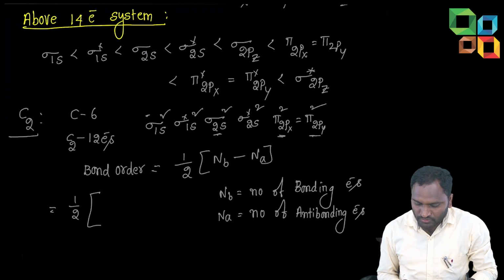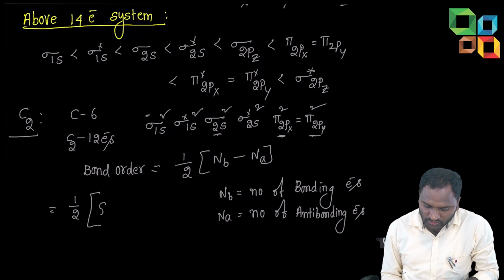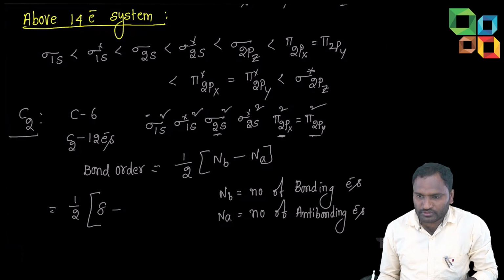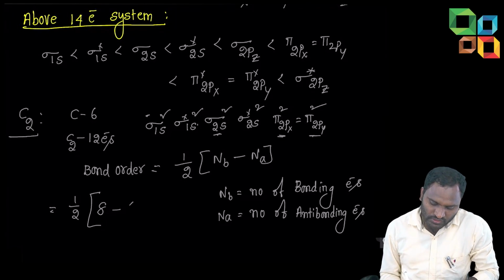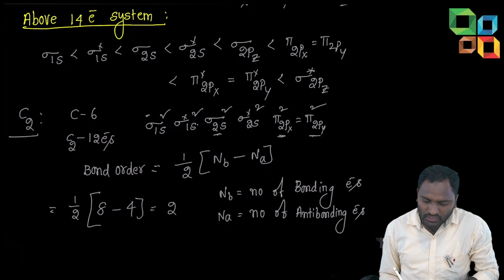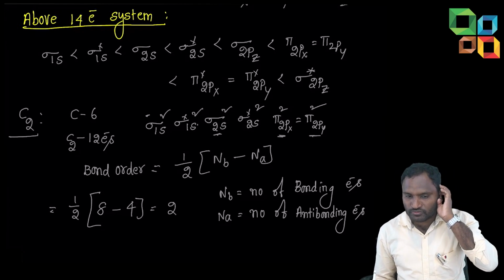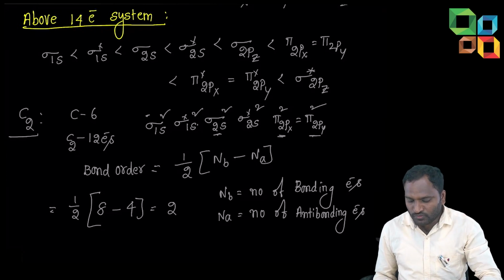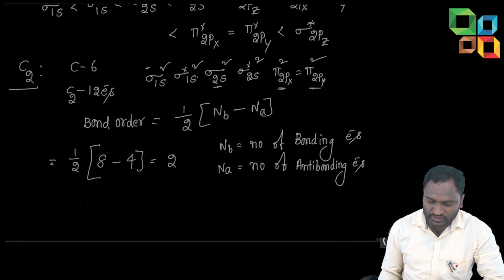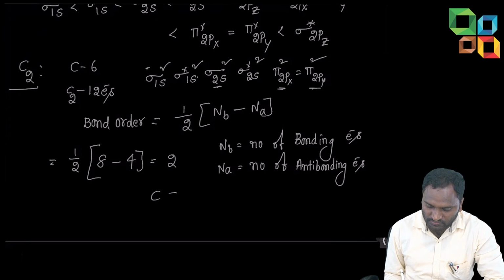Here 1, 2, 3, 4. 4 twos are 8, so 8 bonding electrons. Next, with star, only 2 are there. 2 twos are 4. In sigma star 1s, 2 electrons are there. In sigma star 2s, 2 electrons are there. 8 minus 4 by 2 is 2. So in the C2 molecule, there are 2 bonds. So its bond order is 2, C double bond C.